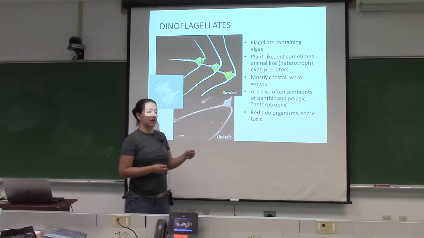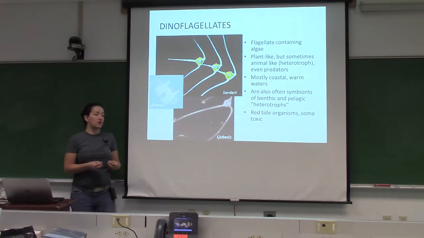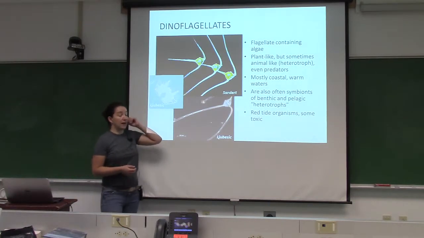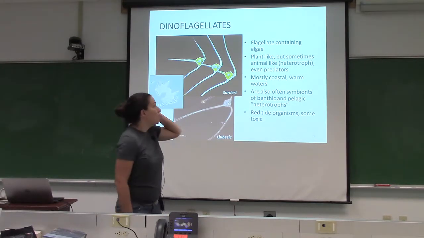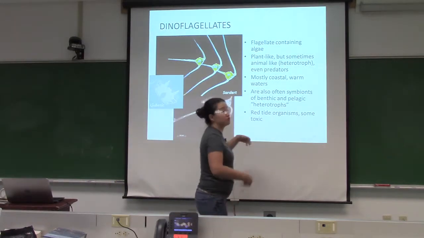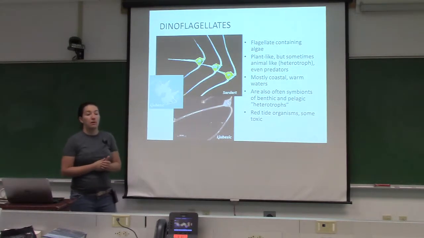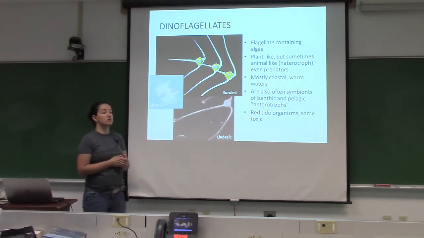Most of them have heterotrophic capabilities. So they're looking for a source of carbon in a different way, not through photosynthesis. But quite a lot of them have autotrophic capabilities. So the majority of the dinoflagellates are actually mixotrophs. You're going to find them everywhere. But predominantly, the larger, more important ones, you're going to find in coastal warm waters.